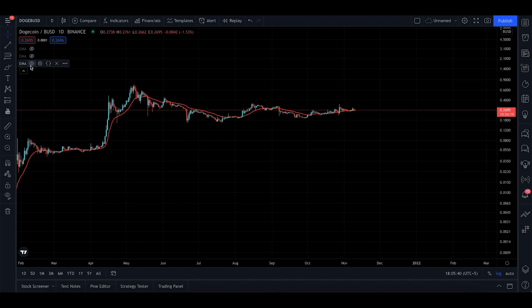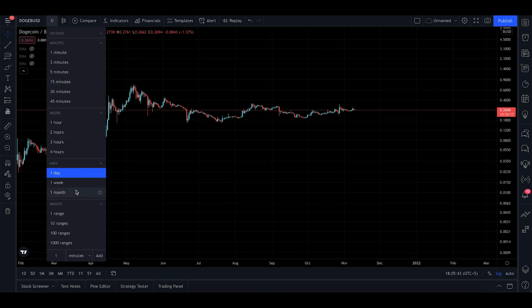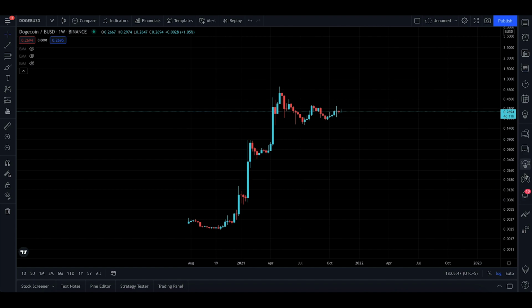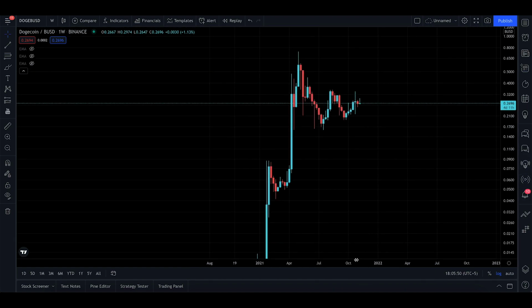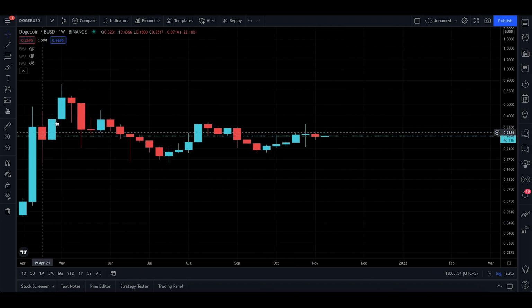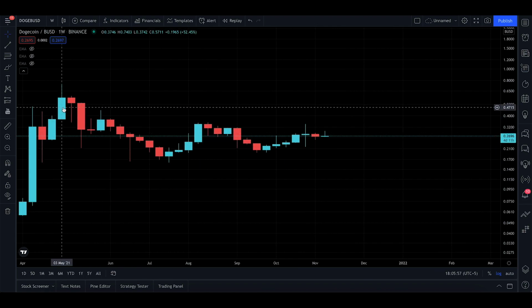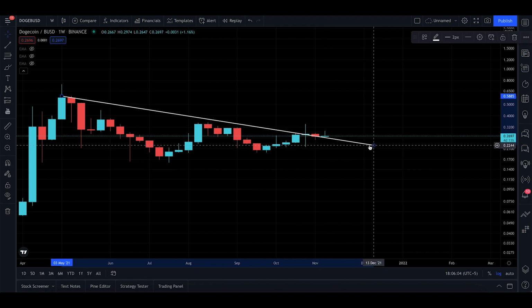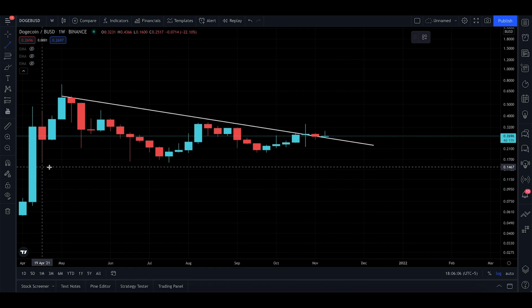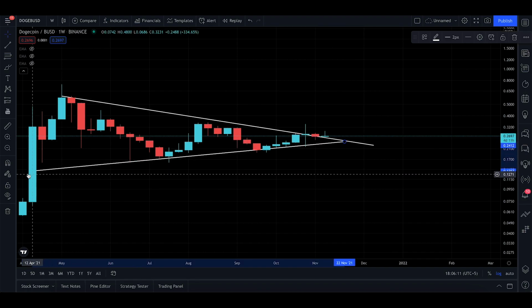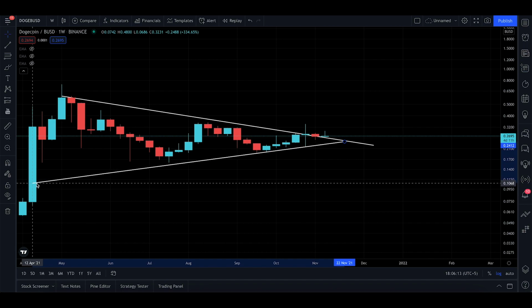I'm gonna hide the EMAs as well, and shift into the weekly time frame just like that. And once you shift into the weekly time frame, I want to show you something here. Now we were in this symmetrical triangle for how many months? Back in May, ever since May until November, we've been in this symmetrical triangle. Let's take this one to there, and that's where we finally broke out of this symmetrical triangle. That takes you something like this. Do you see that?